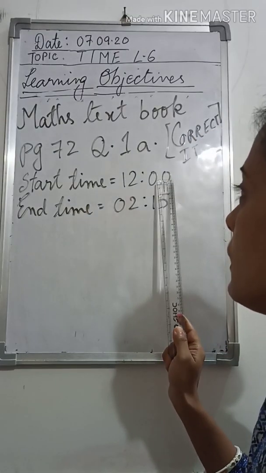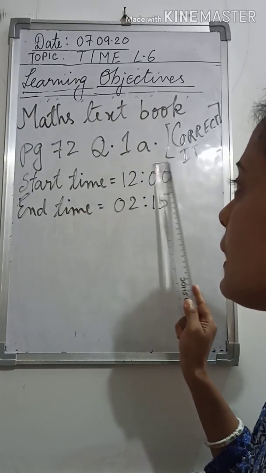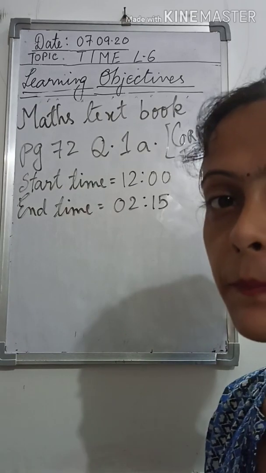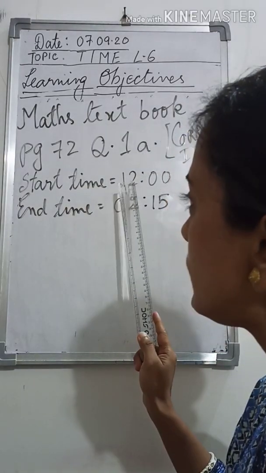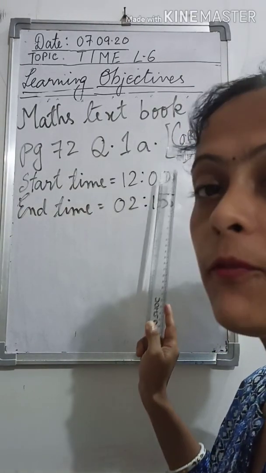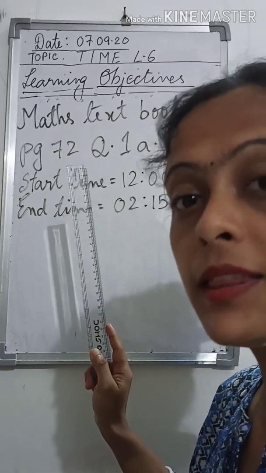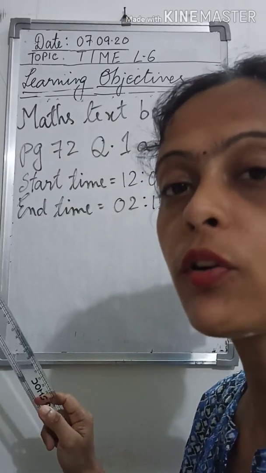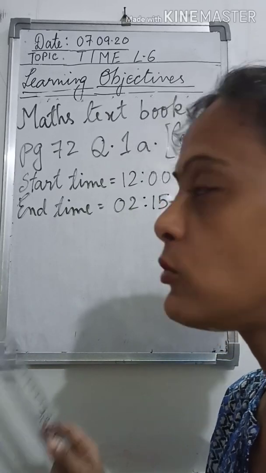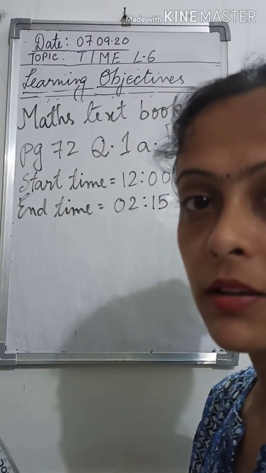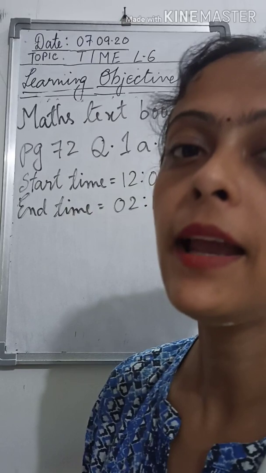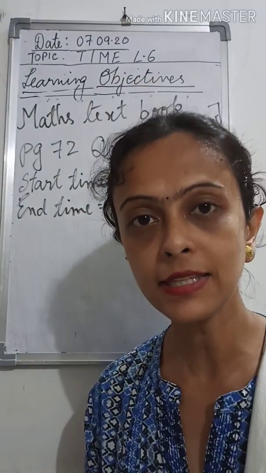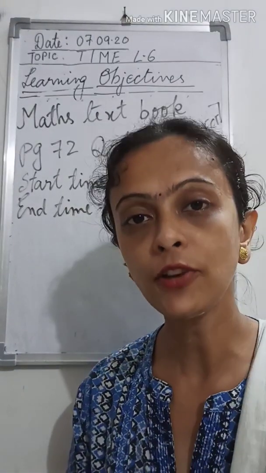12 hours 0 minutes means it is noon or it is midnight. It is noon, because if it would have been midnight, then the time would have shown as 0 hour 0 minutes, that means 4 zeros would have been the time if it would have been 12 midnight. You know midnight and noon? Midnight means when it is 12 at night, and noon means when it is 12 in the afternoon.